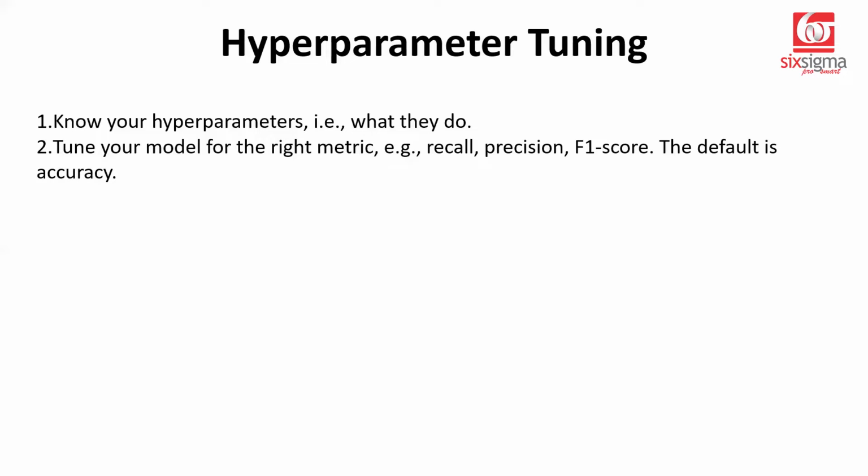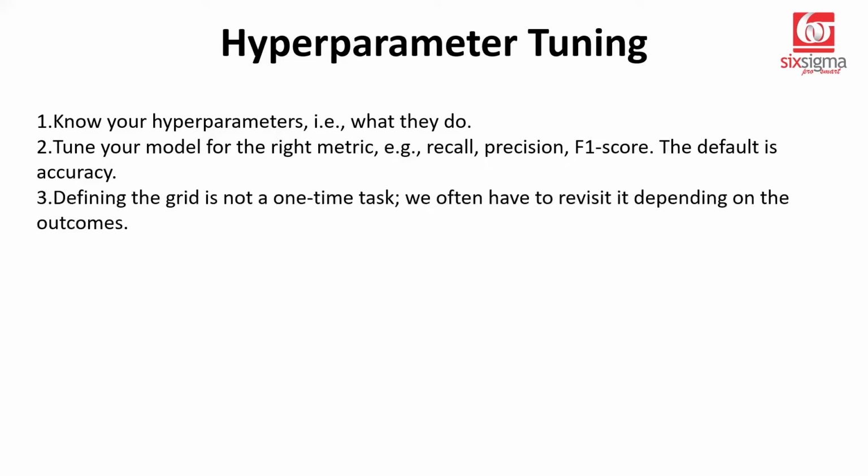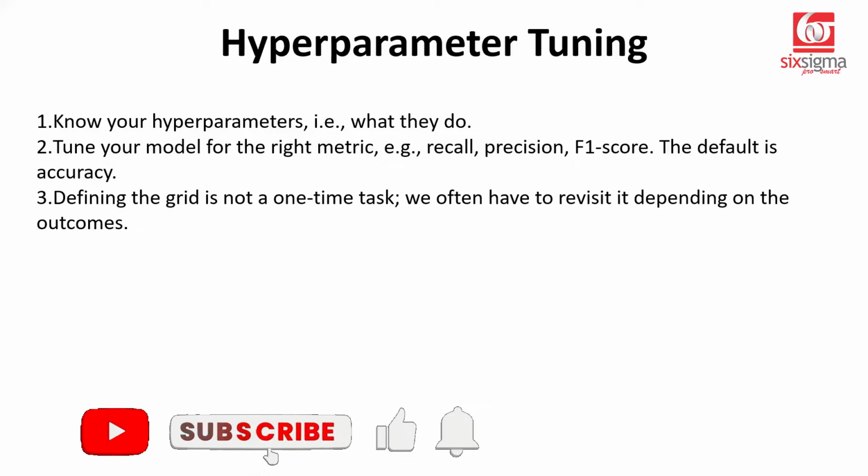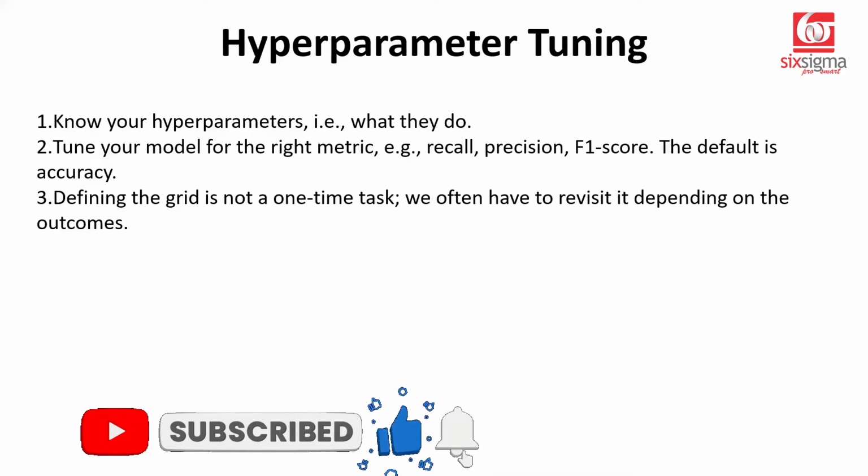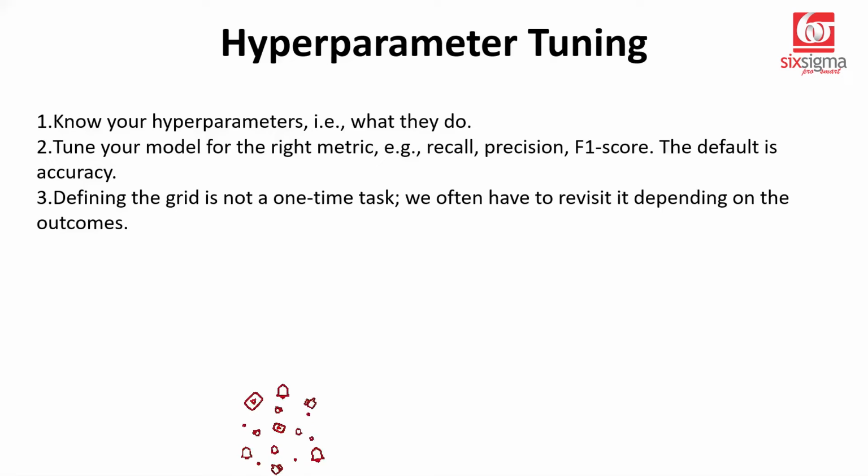In this video, building further on that, we'll be talking about the third most important point: defining the grid is not to be seen as a one-time task. It's not that we just assign a grid randomly and leave it there. We often have to revisit our grid depending on the outcomes that we get. I'll show it to you through the hands-on demonstration as well. What do I mean by that? Plus, we will be talking about the randomized search CV.